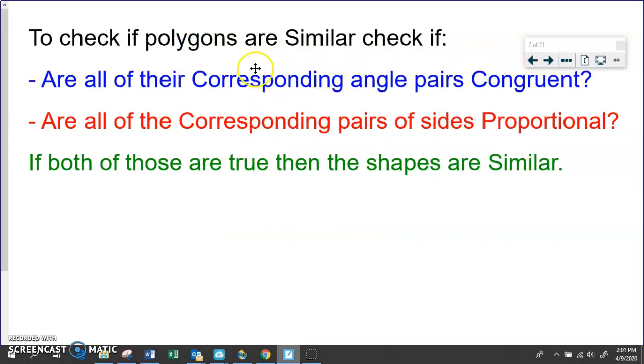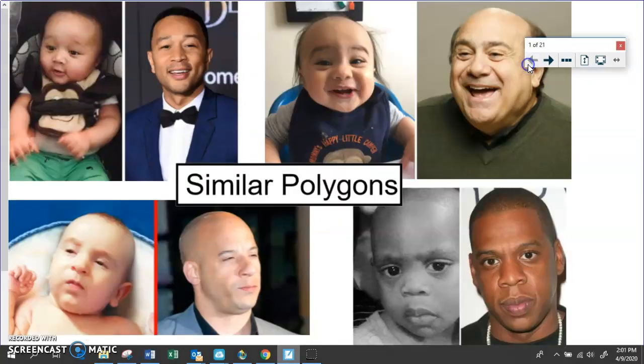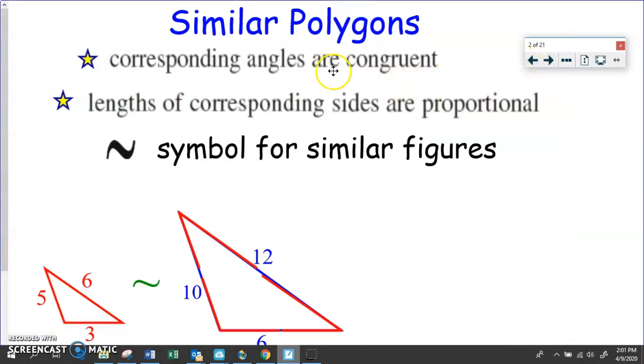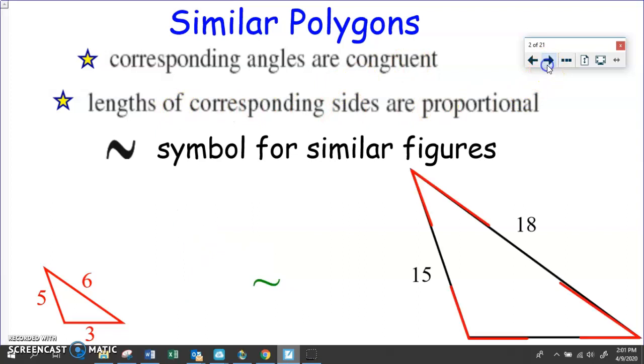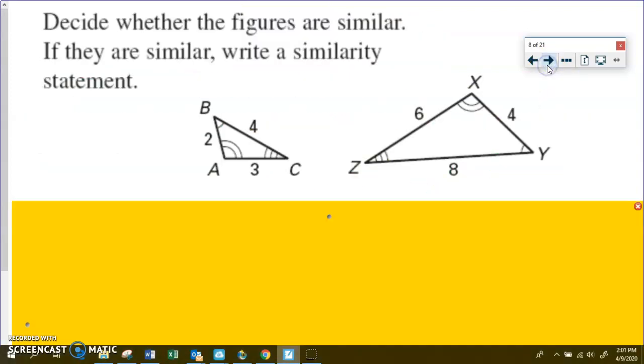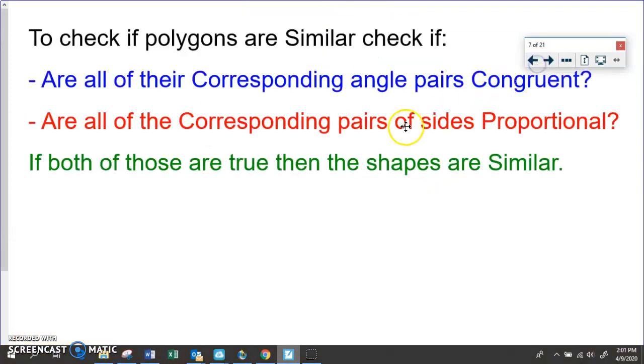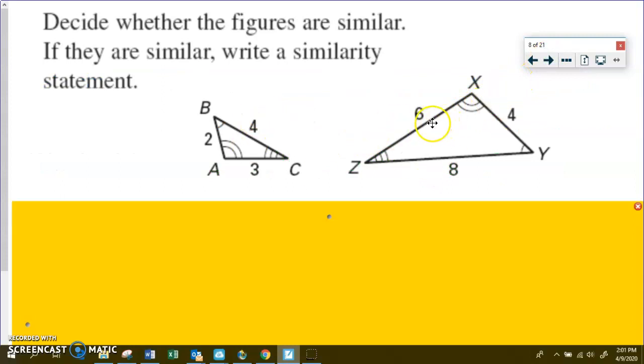So one of the things that we're going to be doing with these is trying to decide if the polygons are similar. So you check those two things that we talked about. We said if they're similar, their corresponding angles are congruent and their corresponding sides are proportional. So we're going to check that. If both of those are true, then that means the shapes are similar. So we've got two triangles here. We're going to decide whether or not they're similar.